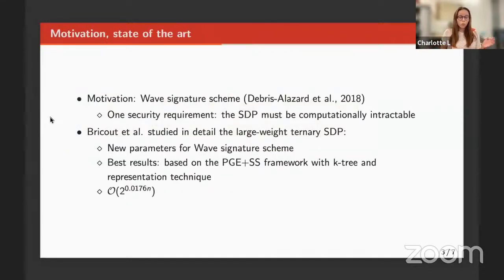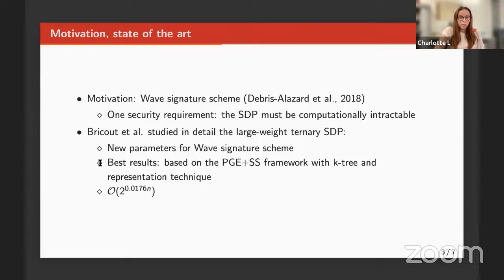This is quite an unusual problem, and in fact here our main motivation is the Wave signature scheme introduced by Debris-Alazar et al., where one of its security requirements is the hardness of the syndrome decoding problem presented a slide ago. In fact, Bricout et al. studied in detail the large weight ternary syndrome decoding problem.